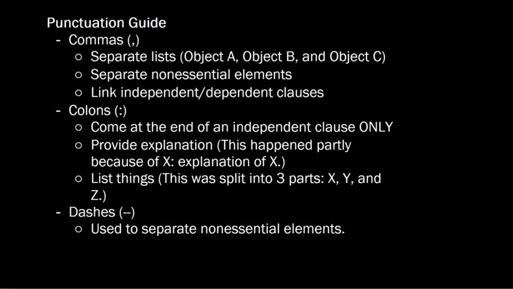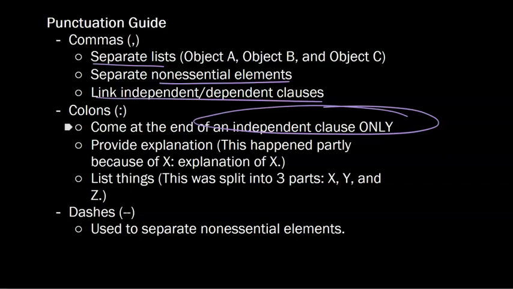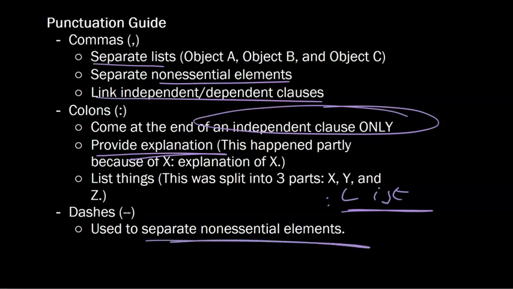Lastly, here's just a brief punctuation guide. Commas can be used to separate lists, to separate elements as we saw earlier, and to link clauses together. Colons can only come at the end of an independent clause. They can either provide an explanation of something, or you can have a colon and then a list after that. Dashes are used to separate non-essential elements as we discussed, and that's pretty much all you'll need to use dashes for on the SAT. And that is some basic grammar stuff.